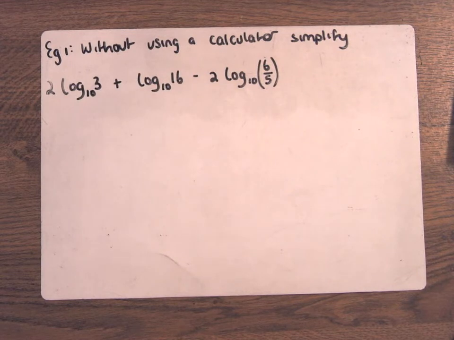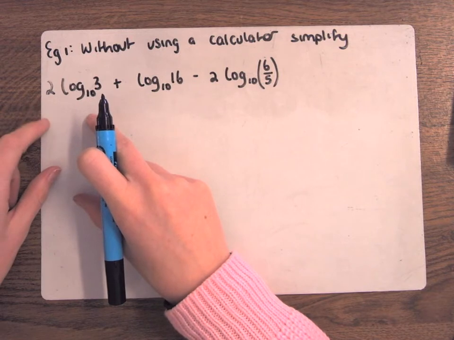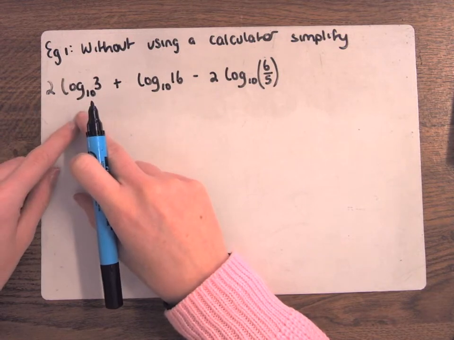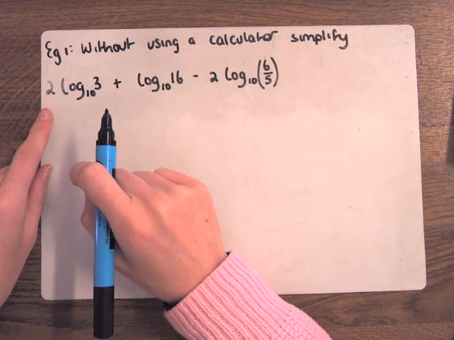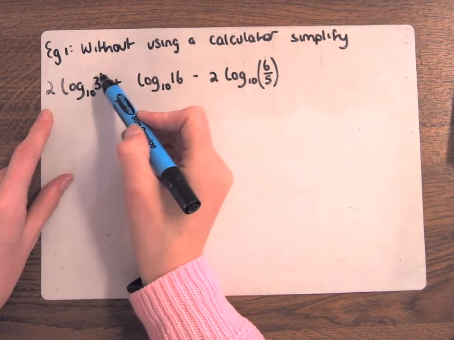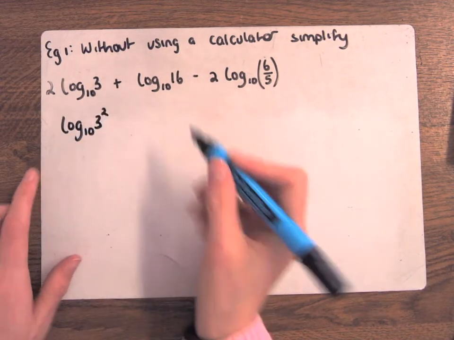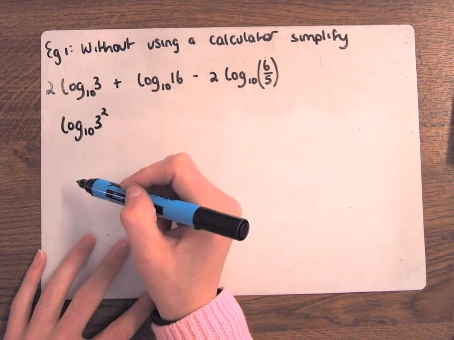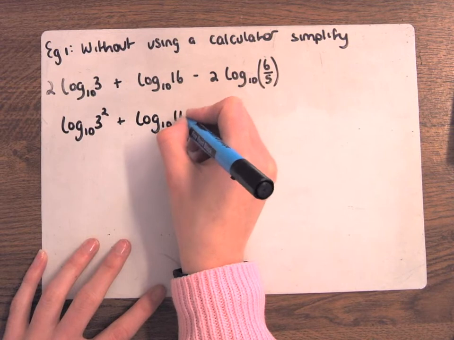So 2 log to the base 10 of 3. Where did that 2 come from? Where have you seen that law where there's a number in front? And where did that number in front come from? Okay, so that 2 came from up there as a power, didn't it? So it's log to the base 10 of 3 squared. We said if you have a power, it can come down in front, and vice versa. Plus log to the base 10 of 16, can't really do anything there.